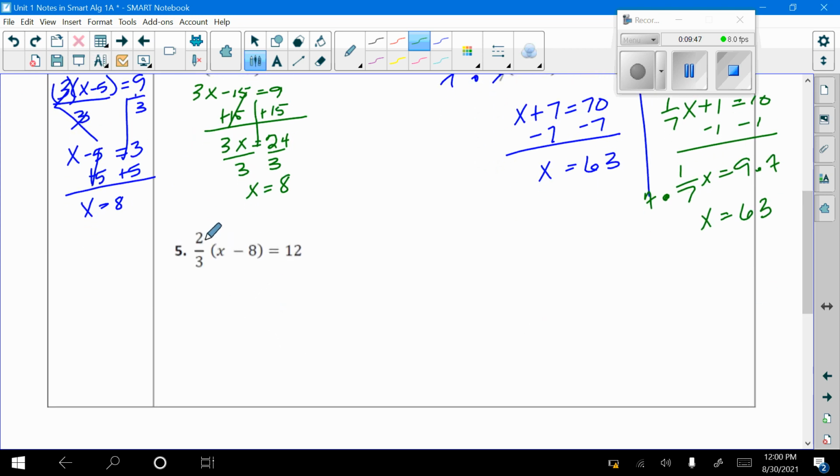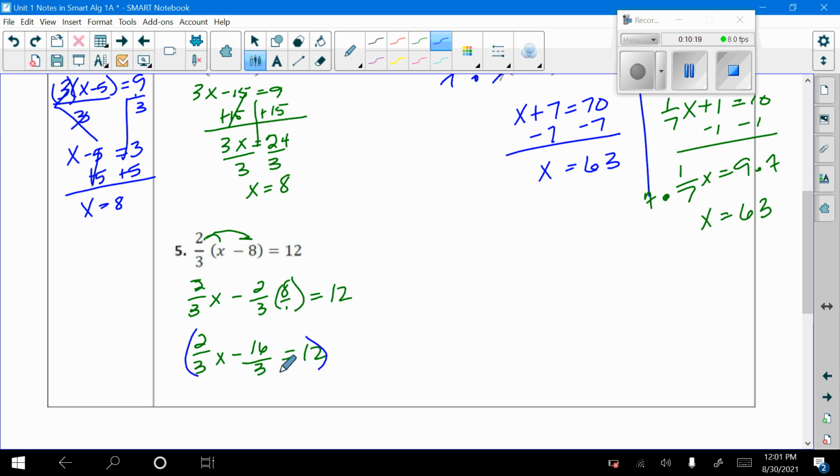If I do the distributive first, I'm going to end up with 2/3 x minus, well, this is going to be 2/3 times 8 over 1, right? Equals 12. So this gives me 2/3 x minus, multiply across, I'm going to get 16/3 equals 12. Now I'm in fraction world, so I'm going to get rid of my fractions by multiplying the entire thing by 3. Now I'd have 2x minus 16 equals 36. Basically, I'm just multiplying everything by 3.